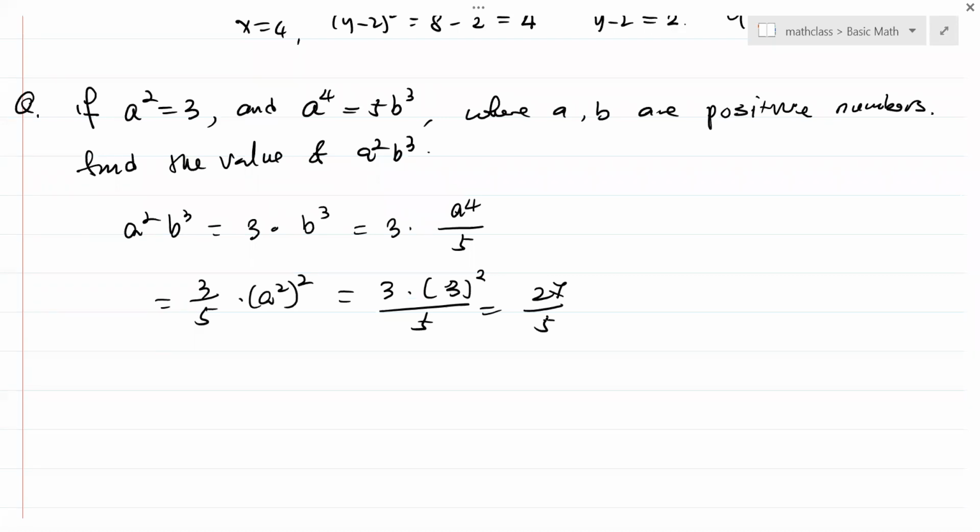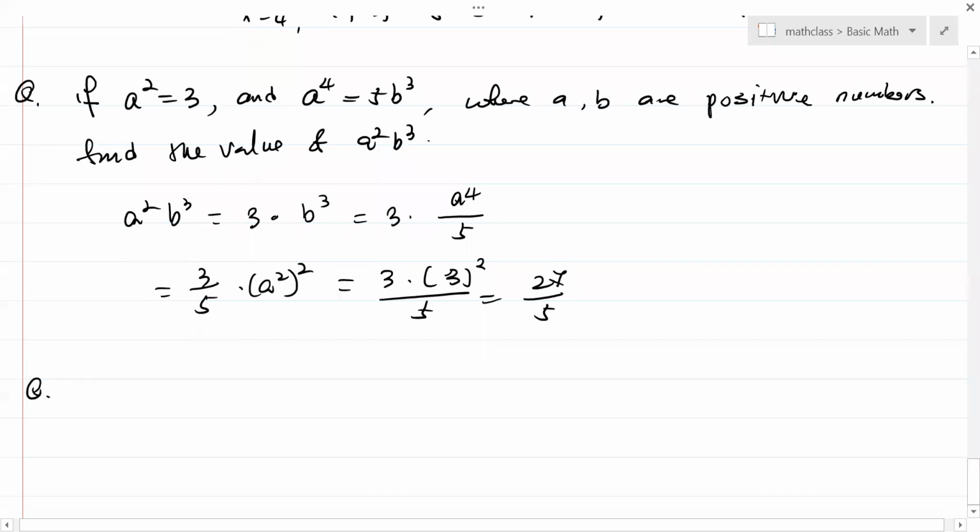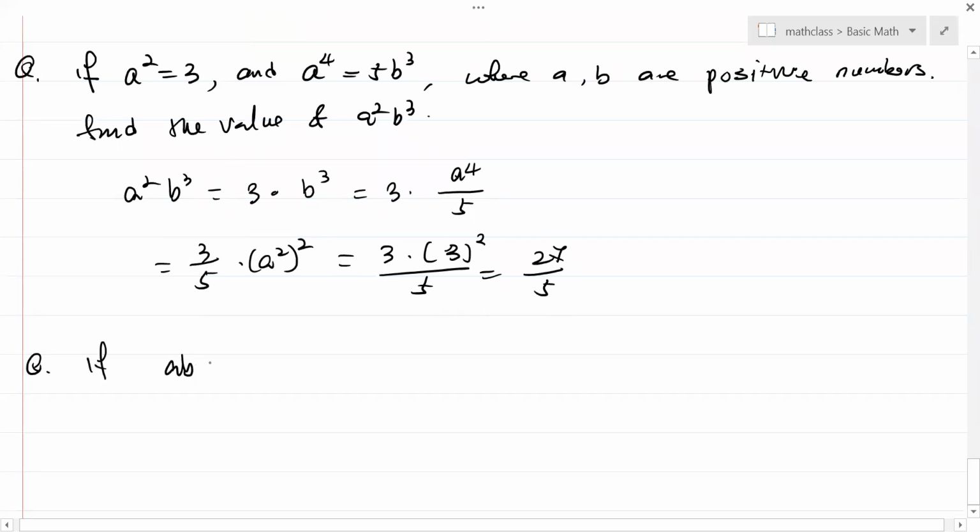So this is the idea: you don't need to find the value of A and B. You try to modify and get the answer, and bypass finding the value of each individual variable directly. Sometimes you don't need it. A similar problem we have here is like that: A times B equals 5, B times C equals 7, C times A equals 2. Find A times B times C.